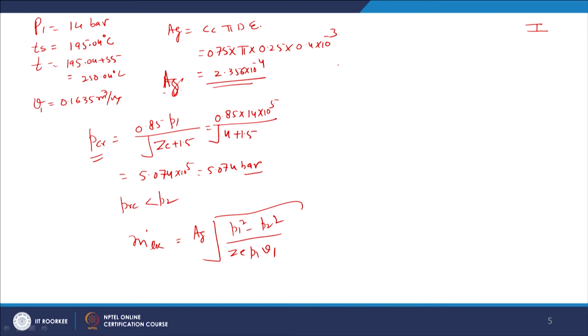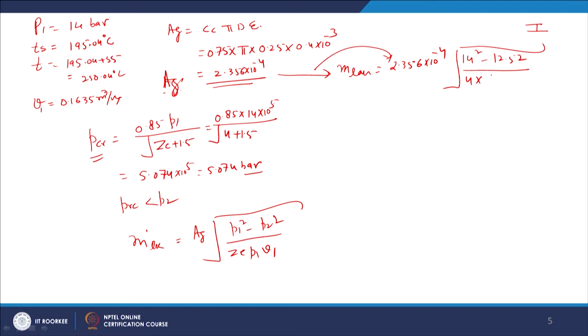Now, Ag is known to us. Ag is 2.356 into 10 to power minus 4. We have taken this value from here. Ag under root P1 is 14 bar, P2 is 12.5 bar, divided by Zc is 4, P1 is 14 and V1 we will take from here, 0.1635. And the mass of the leakage is going to be 0.155 kg per second.